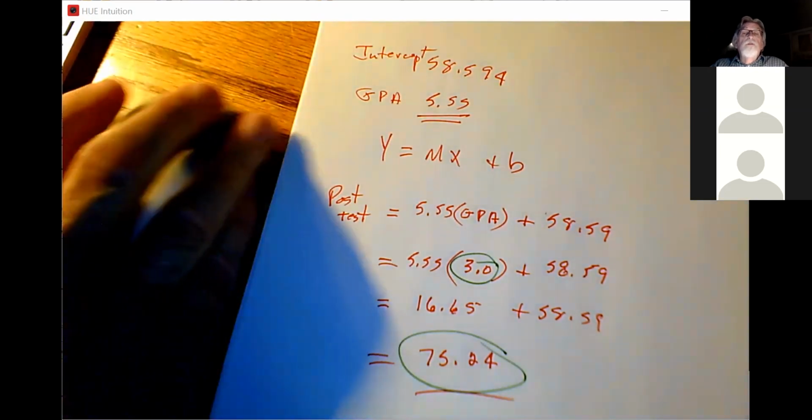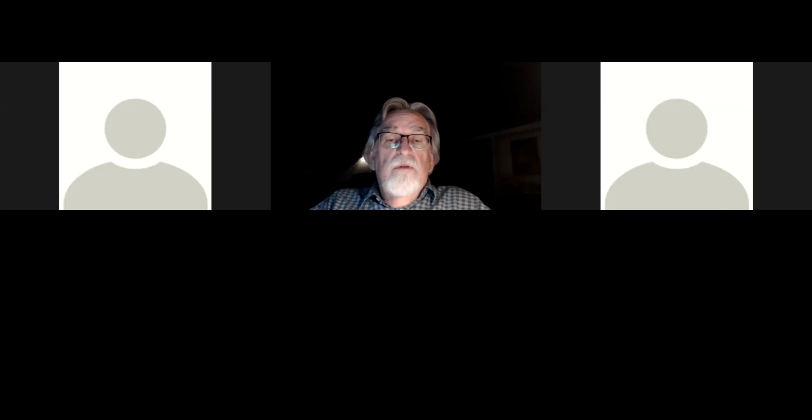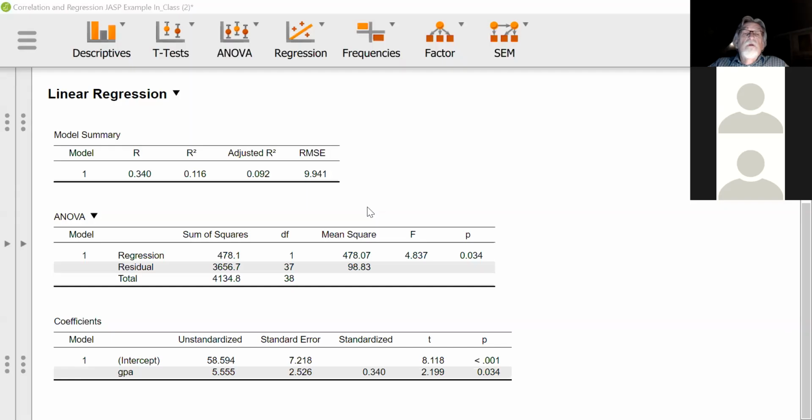And we pull those from these coefficients in linear regression. 58.59, 5.55. But once we've established that this is a significant predictor, 0.034, less than 0.05.